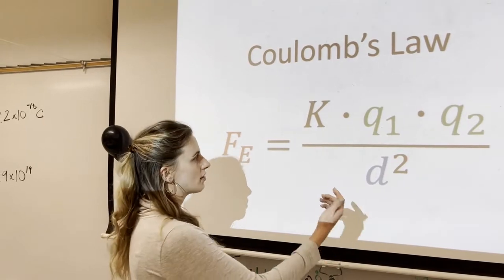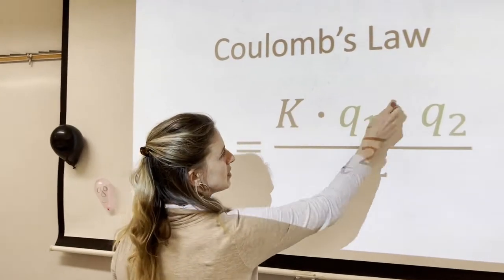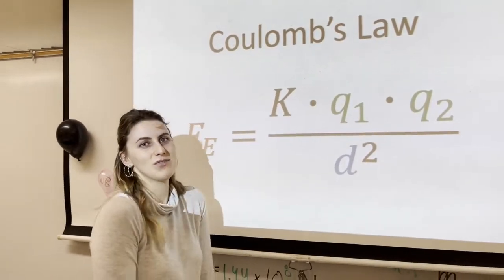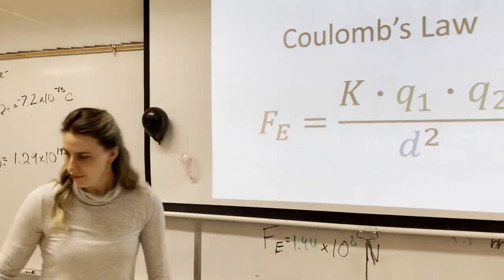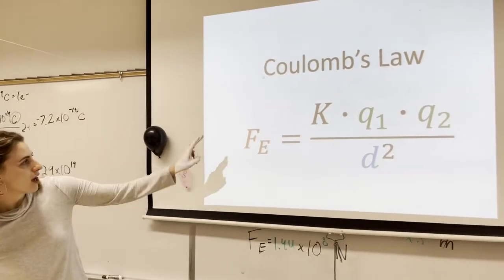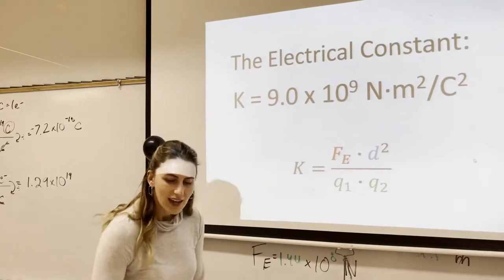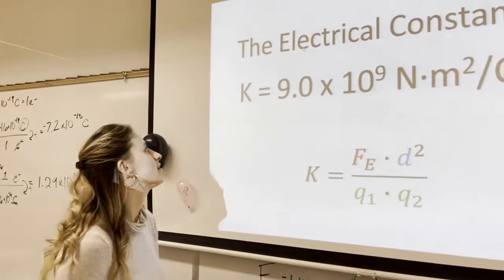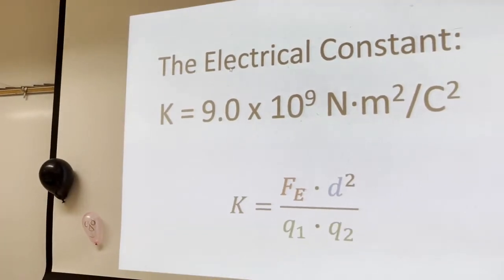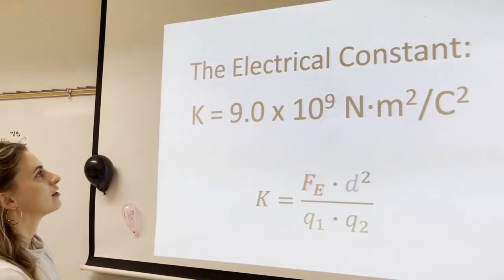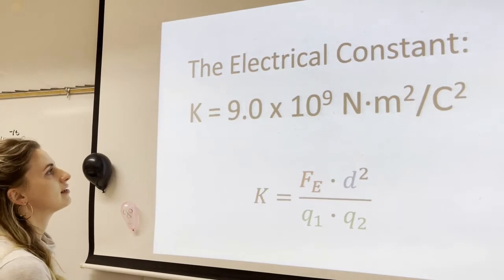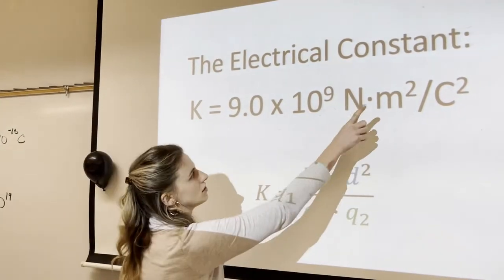Like you just said earlier, Mr. Boykin, it's like a times b times c over d squared. So the complicated part is not really that complicated. It's just the scientific notation, being able to put those numbers in the calculator. Here is the value for our electrical constant K, 9 times 10 to the 9th. Let's take a look at these units.